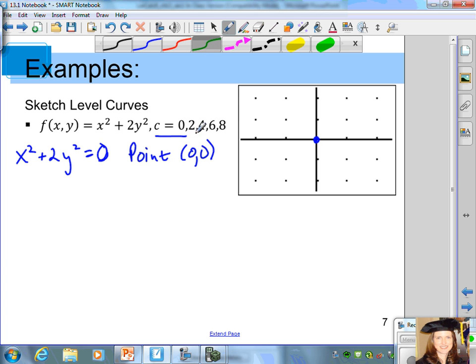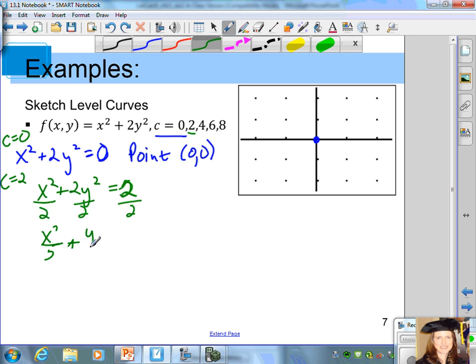Let's look at the next c level at c equals 2. This was c equals 0. Let's look at c equals 2. You're going to set the function x squared plus 2y squared to equal 2. Hopefully you recognize this as a graph of an ellipse. If we divide by 2 on both sides of the equation and rewrite it, we get the equation x squared over 2 plus y squared over 1 is equal to 1.